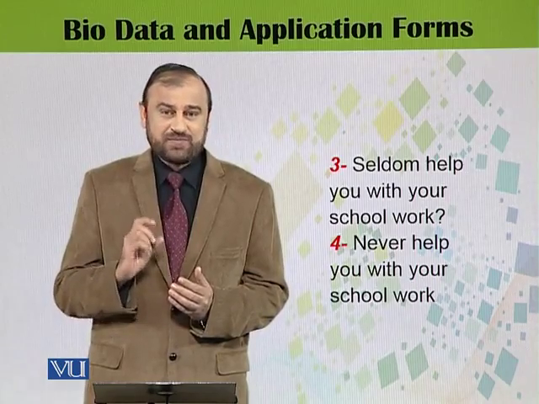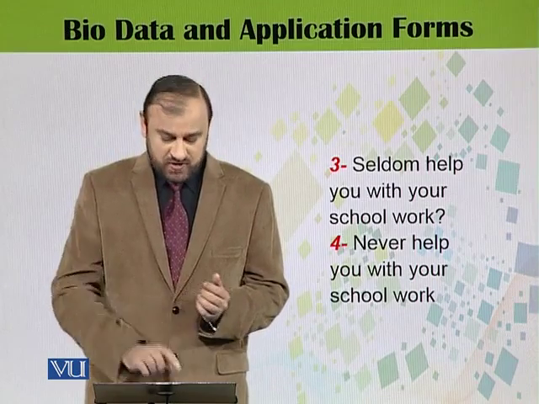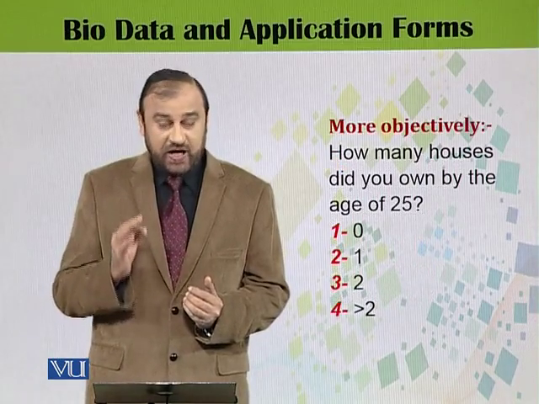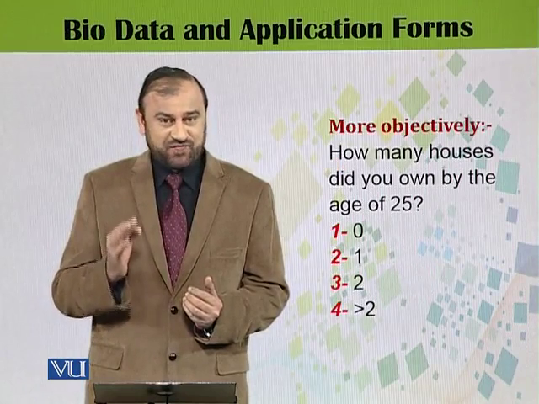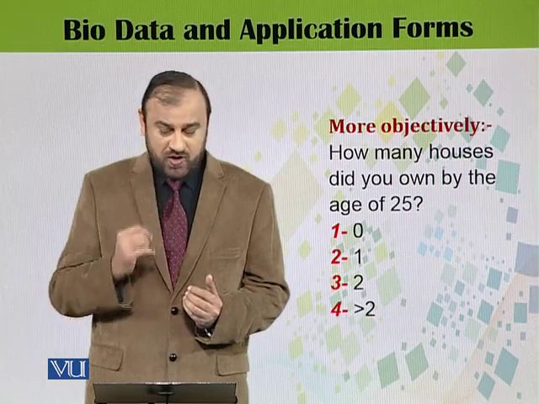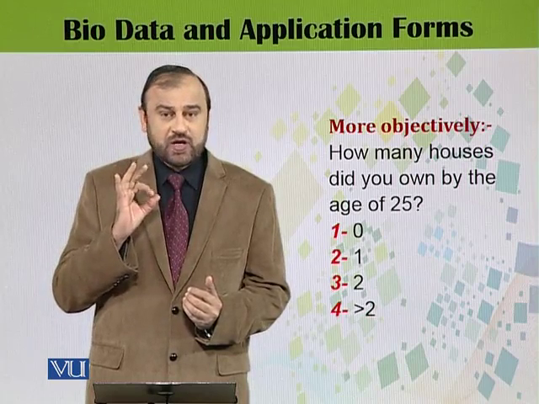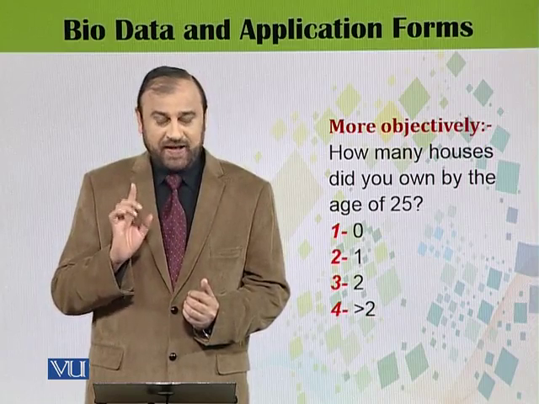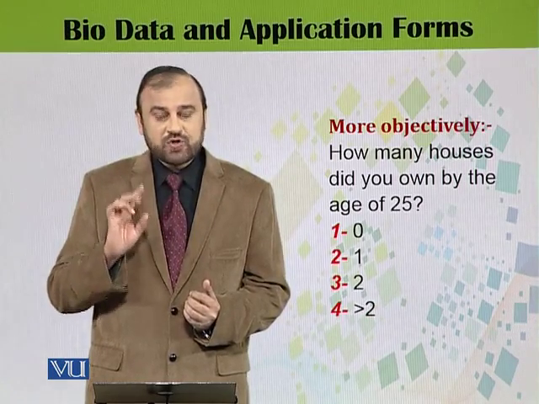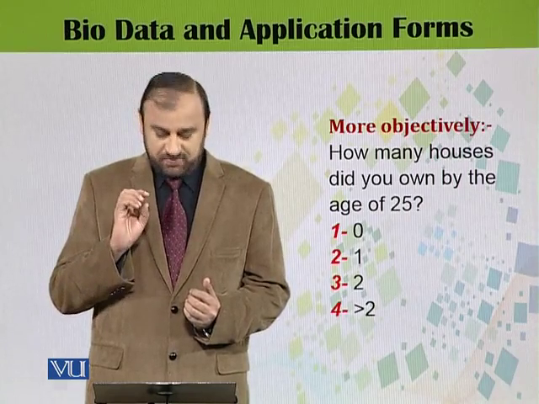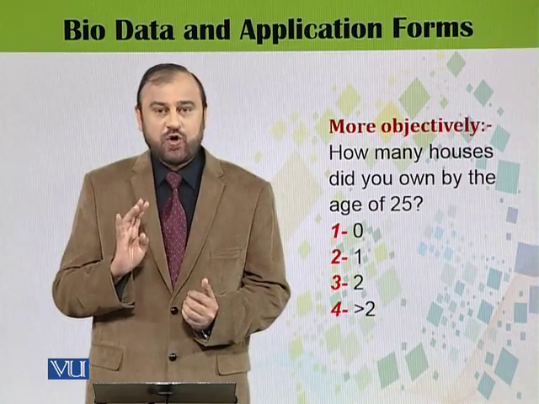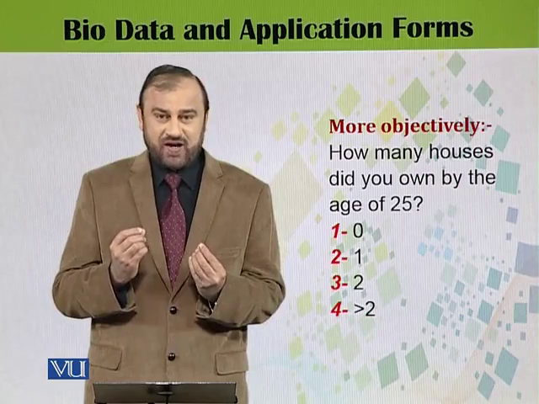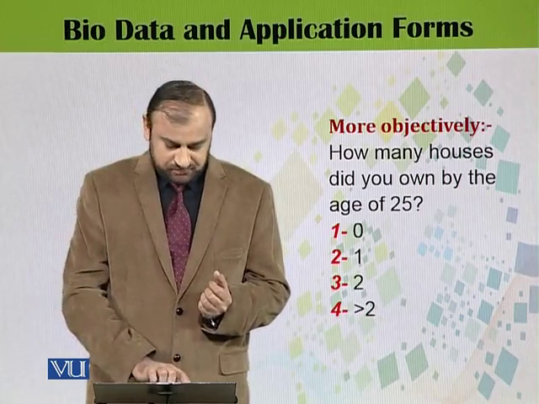But this question is very subjective. This question is very soft. So just look at another question which is more objective. For example, how many houses did you own by the age of 25? And you have 4 options. Number 1: 0 houses owned by the age of 25. Number 2: 1 house owned by the age of 25. Number 3: 2 houses owned by the age of 25. And number 4: more than 2 houses owned by the age of 25. So you have to mark 1. And that data is very objective data. That data is very hard data.